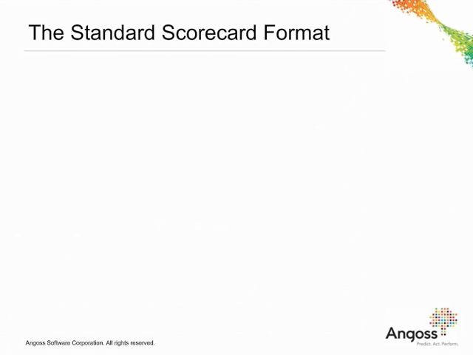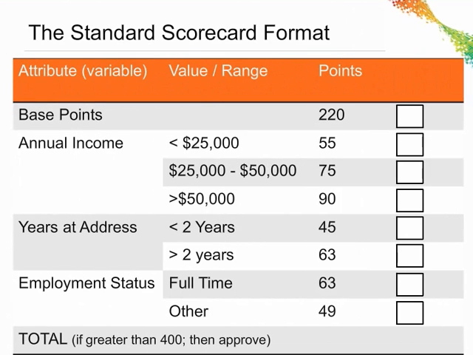Scorecards are typically presented in a tabular form, like the one you see here. This is known as the standard scorecard format. The standard scorecard format assigns base points to each account to start with, and then depending on where the customer falls within the ranges of specific characteristics, predictors, or variables, the card assigns certain extra points. The customer score is simply the summation of the points assigned. Credit data sets can have thousands of variables. However, in most cases, an effective scorecard requires only 10 to 20 of the most predictive variables.